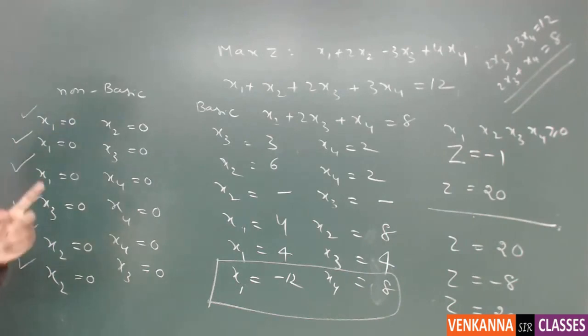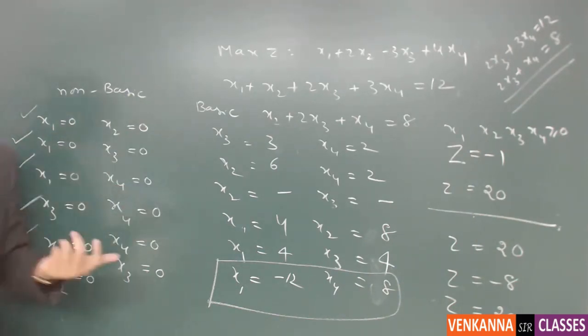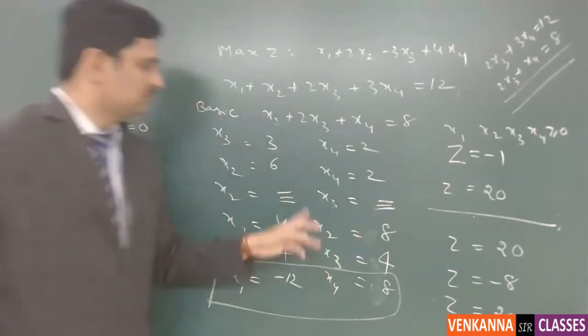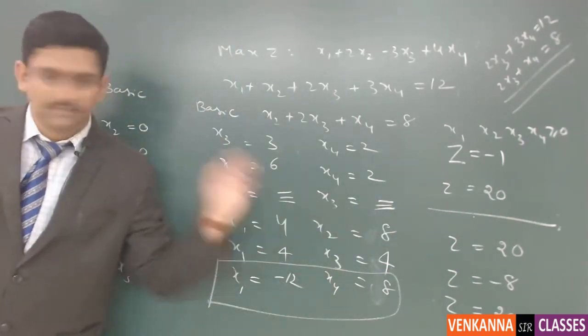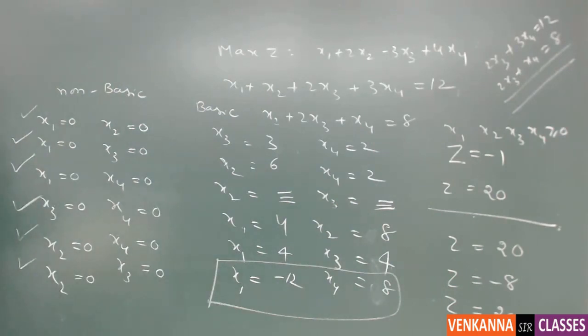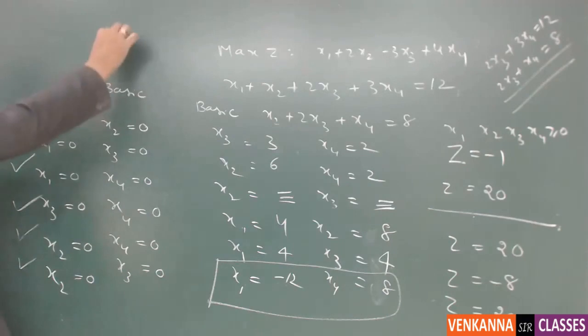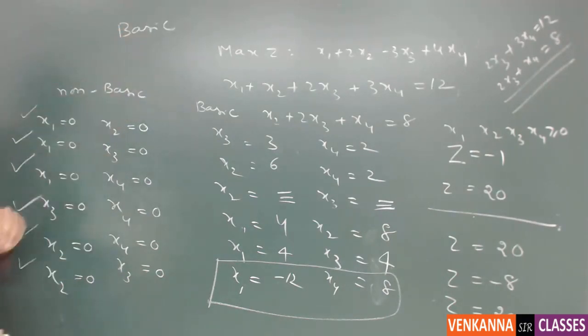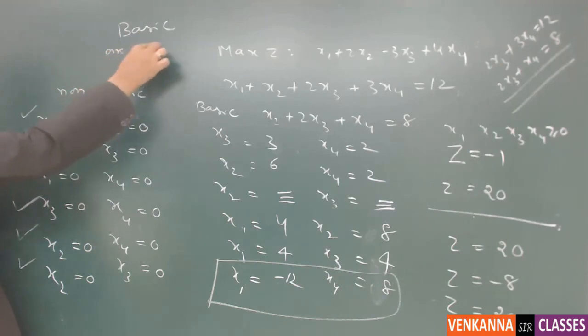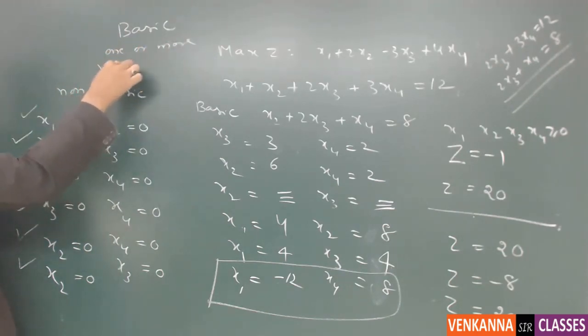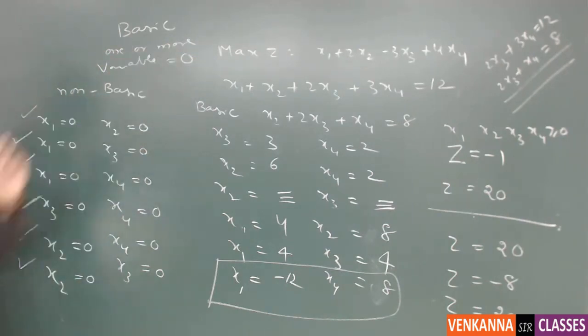Now, while solving these, at one position, these values also become 0, isn't it? You have a dependent equation which is possible there. Accepted? Now, this solution, we call it degenerate. If you go for the degenerate solution definition, if you have a basic solution in which one or more variables are 0, such solution is called degenerate solution.